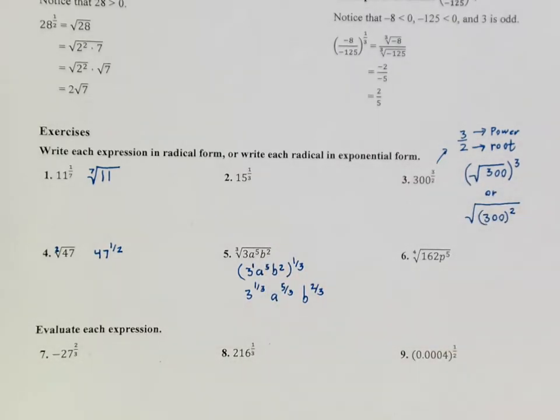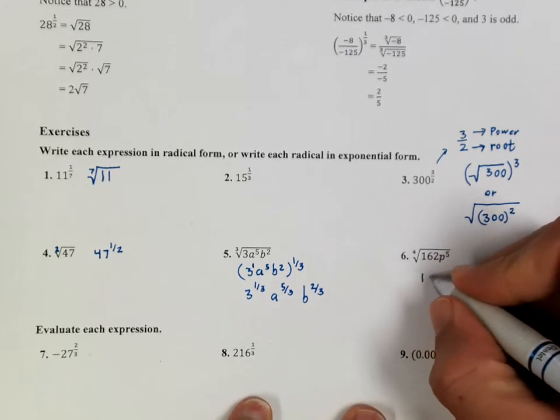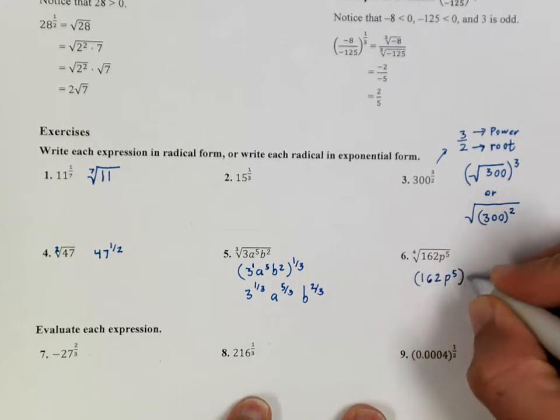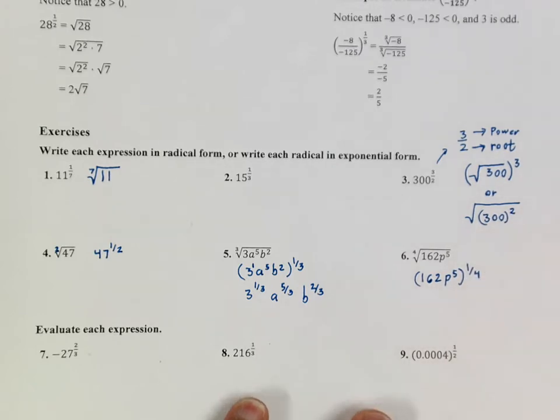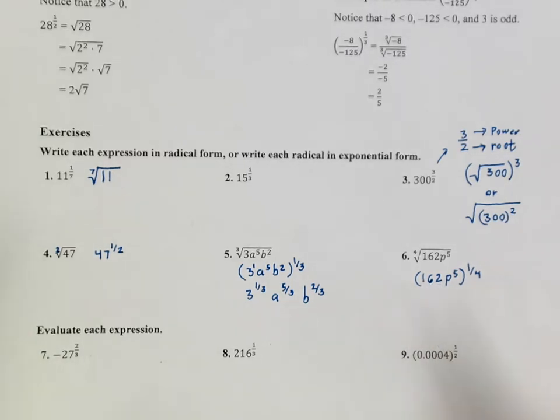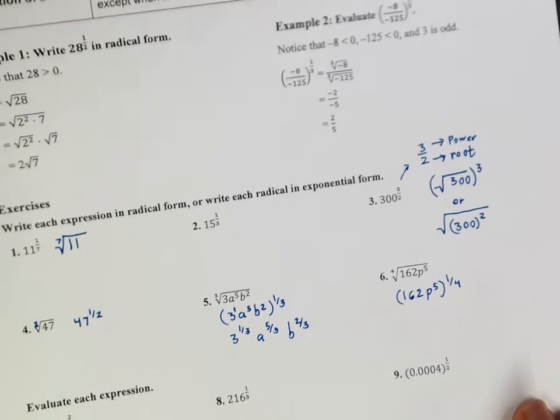All right, on number 4, same idea. We have the 4th root of 162 b to the 5th, which could be rewritten as that, all of it raised to the 1/4 power. Now, sometimes you are able to take those roots evenly. If you can't, go ahead and do it, but in this case, you can't, so I don't see the point of going on here.